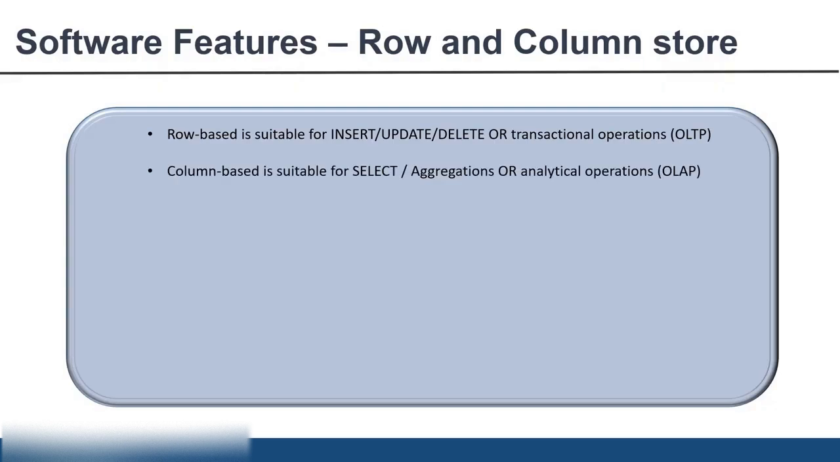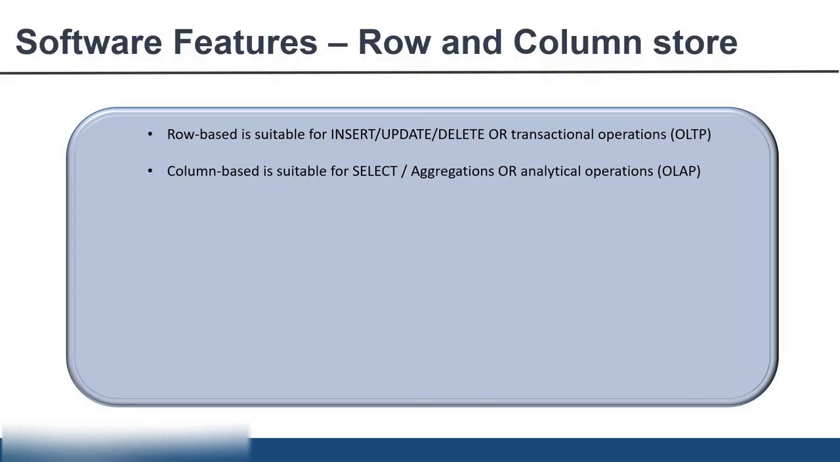When to create it as a column store table? If you want to use your table for select operations or aggregations, or I can say for analytical operations, that is OLAP, then you can create your table as a column based table. So the ground rule is, if you want to use your table for storing the transactional data, that means for OLTP purpose, you create it as a row store table. And if you want to use your table for aggregations, that is for OLAP purpose, you create it as a column store table.